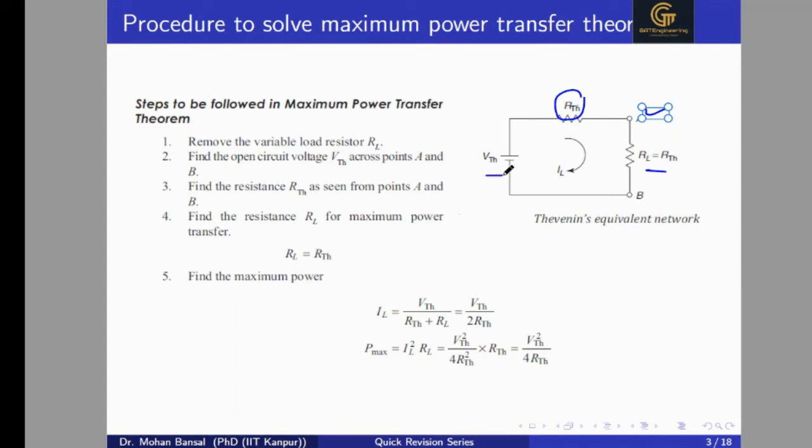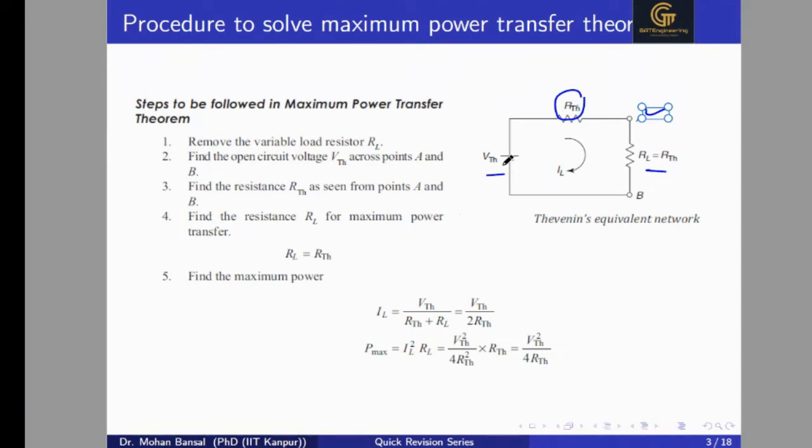We require VTH also. So overall, we have to compute VTH and RTH, and we have already prepared two videos on Thevenin's theorem. You can refer to those videos for a better understanding of Thevenin's theorem, in both cases where dependent sources are available and where independent sources are available.